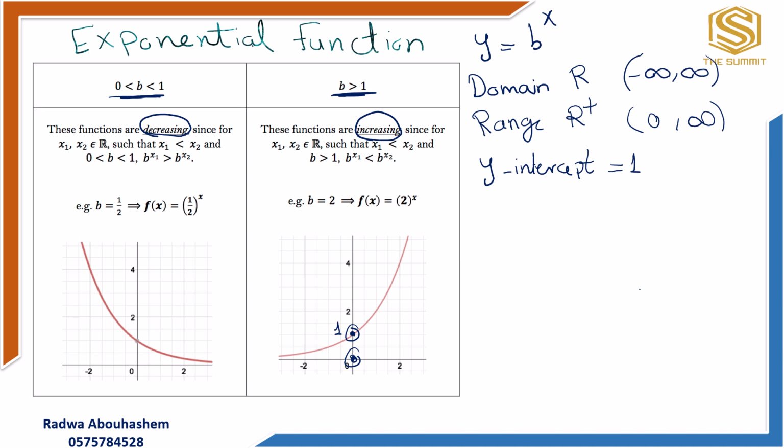And we also have a horizontal asymptote. The horizontal asymptote means a line that the curve does not touch. Here it is, which is the x-axis, in this way. So y equals 0.